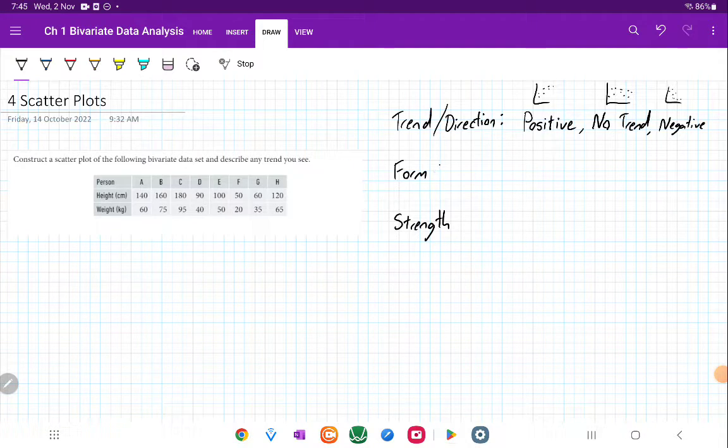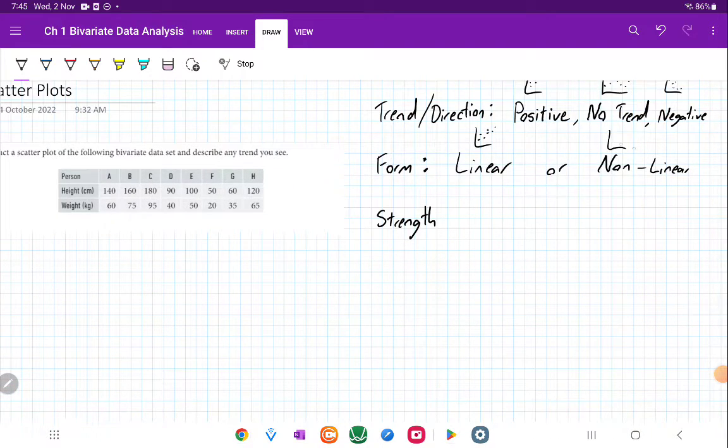In terms of form, there's really only two things to say. Is it linear or non-linear? Alrighty, so a linear graph would probably look something like this. It's not a perfect straight line, but it's a pretty good straight line. Whereas non-linear might look like this. That looks like a quadratic. But there's lots of other different non-linear shapes.